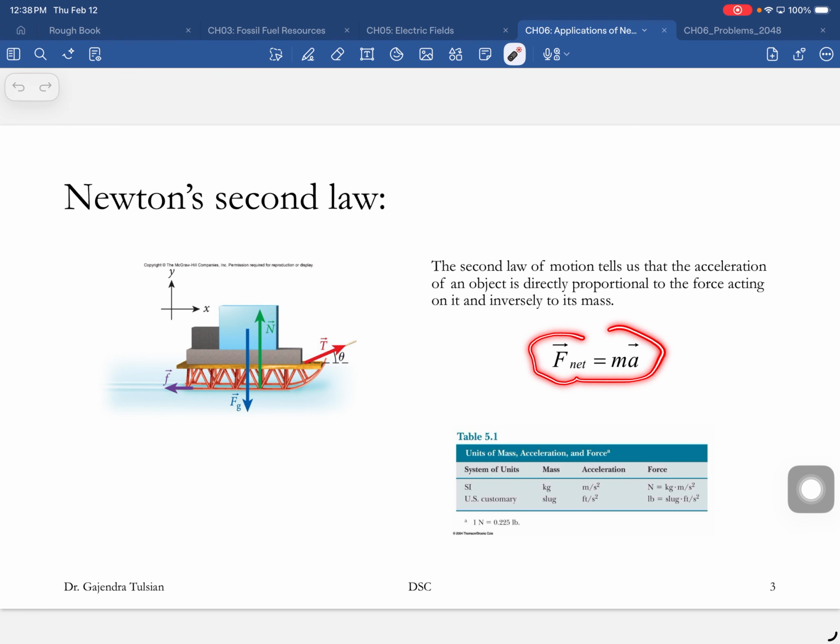Now, this is a vector equation. We said that if you have an equation, if you have an apple on the left-hand side, you got to have an apple on the right-hand side. Okay? And this is a scalar times a vector, which is a vector. All right, what are the units? The units for mass are kilograms. The SI units for mass are kilograms. Acceleration is meters per second square.